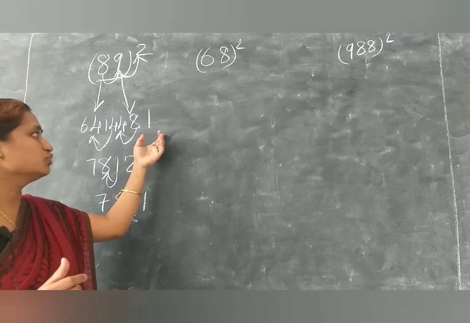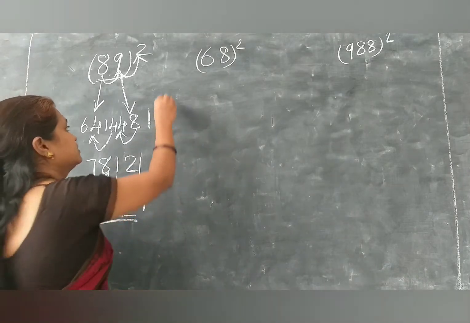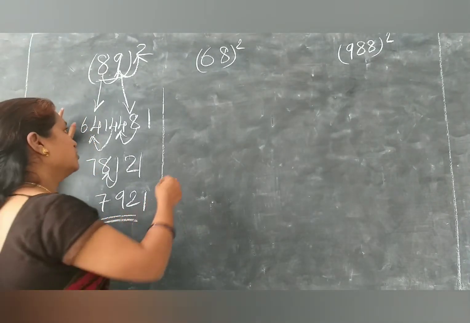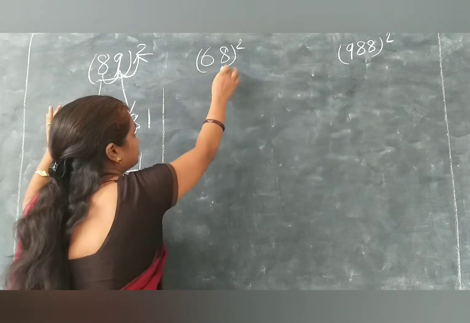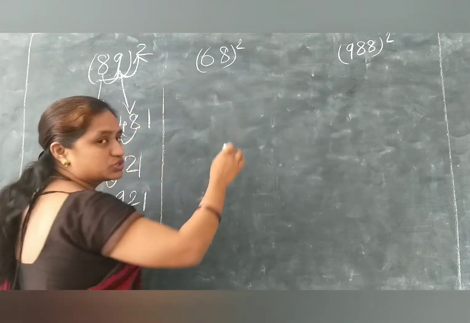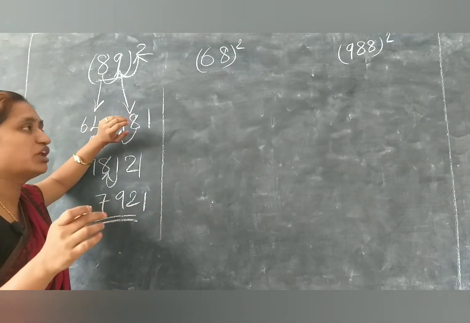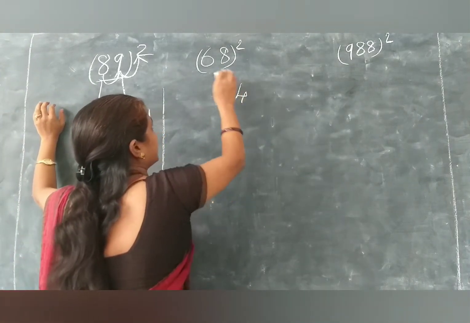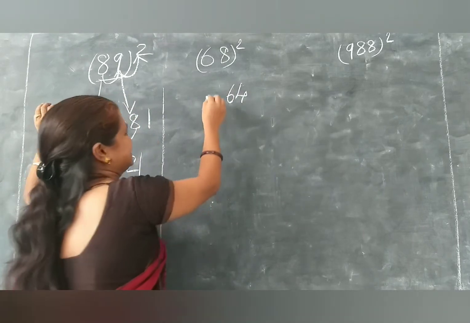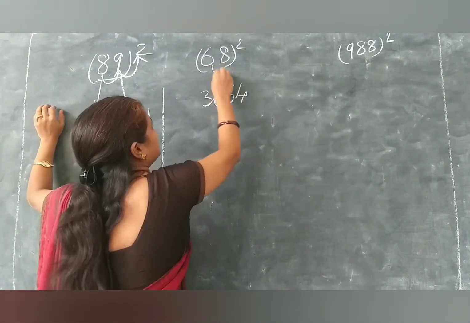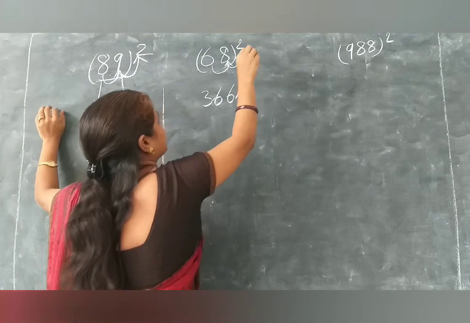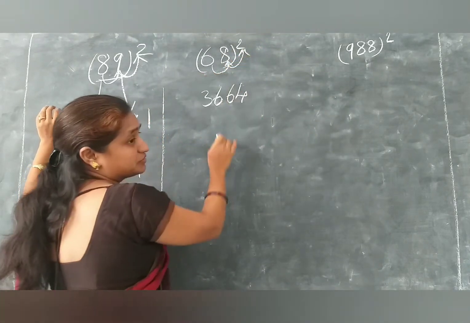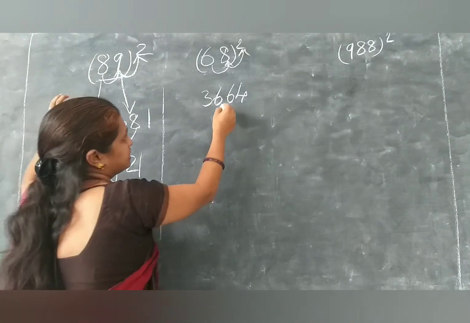So, I will teach you one more different way, that is the second trick. I will teach you how to do it. First, 68 whole square is the given square. You have to find out the square for this. Now, 8 square is 64 and 6 square is 36. Right. Now, multiply all these. Okay. Now, 8 2s are 16. 16 6s are 96. Right.